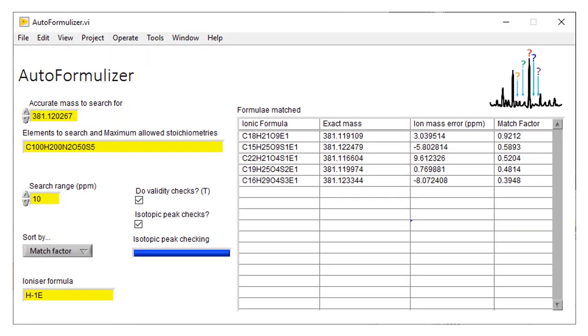So here you can see that out of the 5 formulae that could be matched within 10 ppm to the most intense peak in our complex organic matter spectra, only the top assignment of C18H21O9 gets a good isotopic match factor, indicating that it's the only reasonable assignment to this peak.